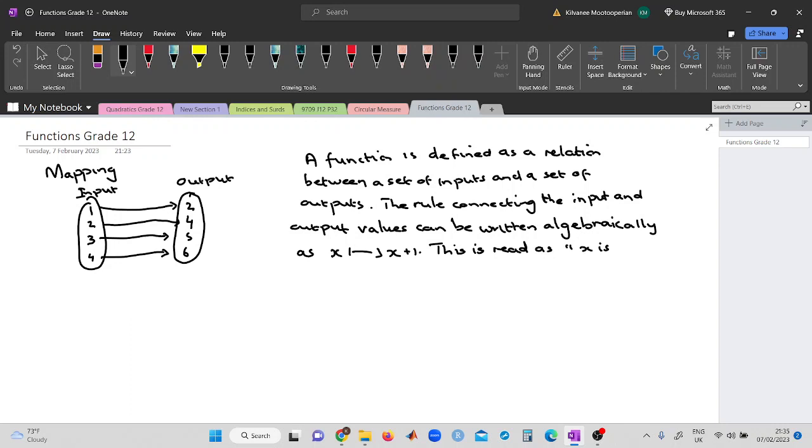x is being mapped onto x plus 1. Donc, qu'est-ce que ça veut dire ça? Bon, il y a la valeur de x, les mots input dedans, les mots output, which is x plus 1. Okay, this is how we read the function. Et comme ça, nous avons créé.